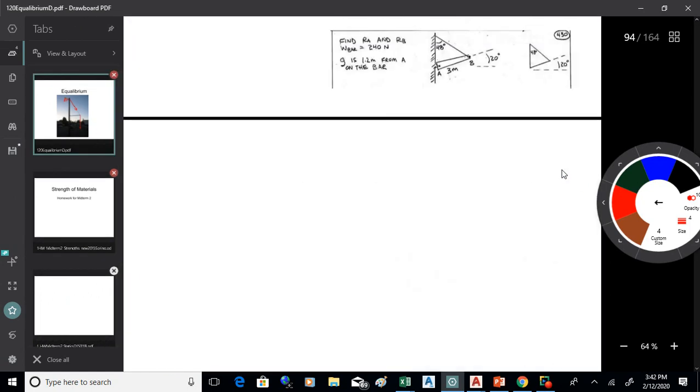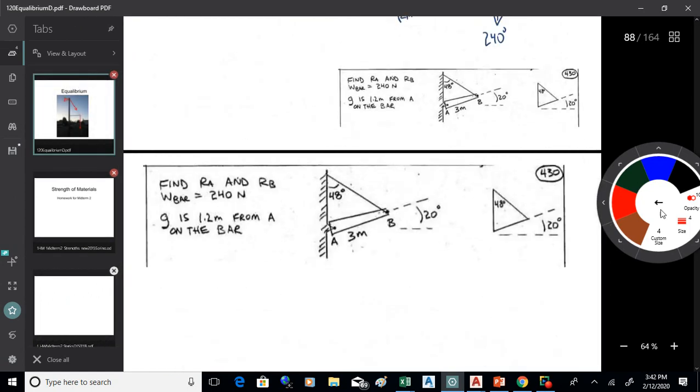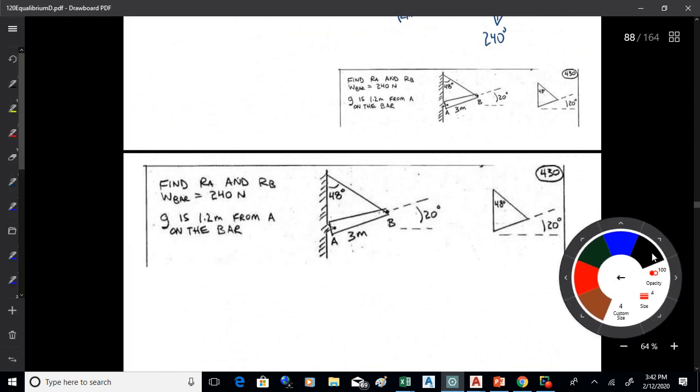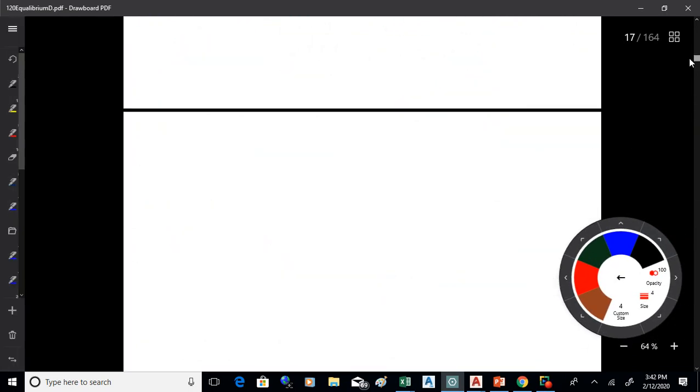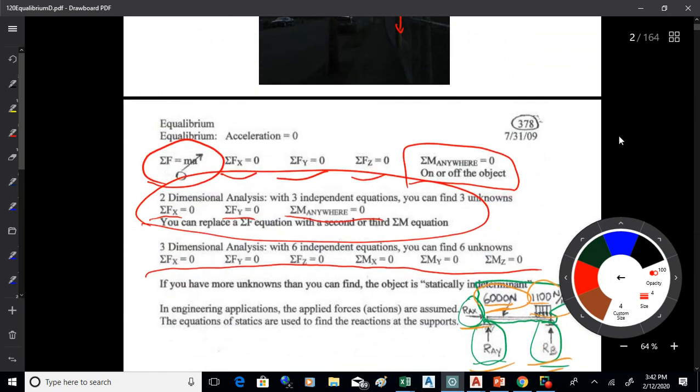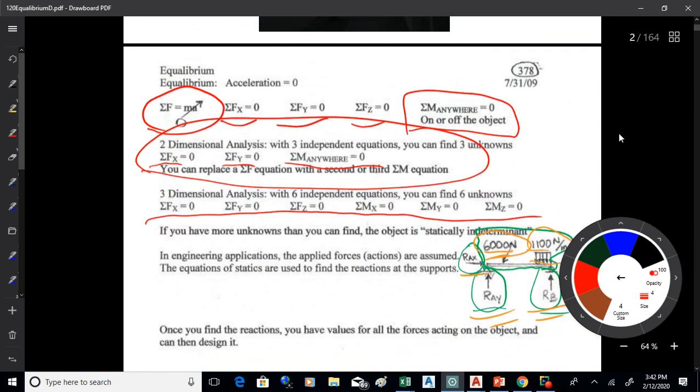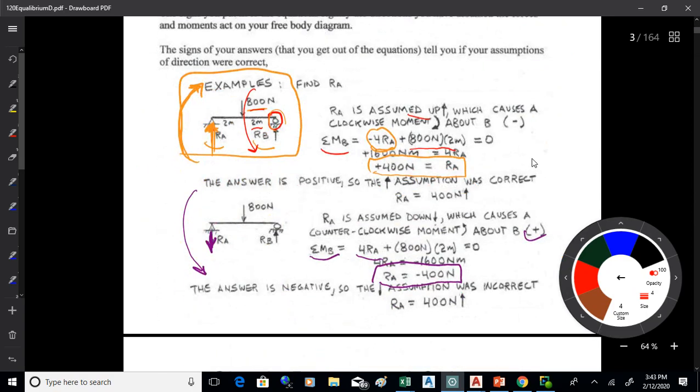So what we're doing here is equilibrium, okay? This is kind of an important topic. It's two-dimensional equilibrium. You'll run into this a fair amount as you go through engineering school. In 2D equilibrium, you've got three equations you can use: sum of Fx is 0, sum of Fy is 0, and sum of moments about any point, anywhere, would be 0. The idea is the object is in balance, okay?